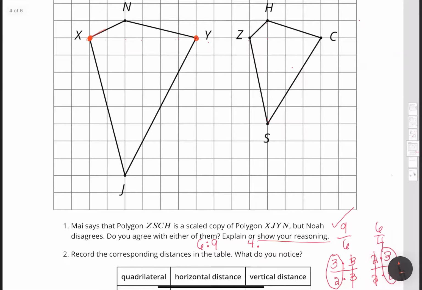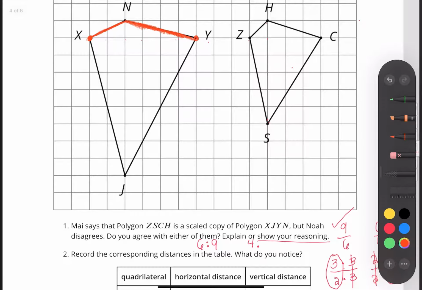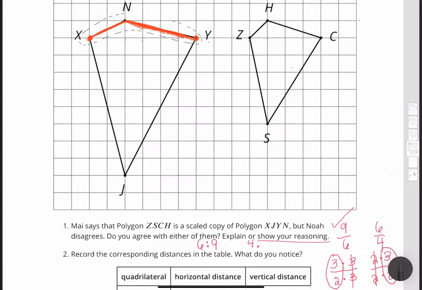So I'm going to take angle X and Y, and I'm trying to trace over it the best way I can and darken it up so you can see. So I've traced the angle. Now I want to determine if it's going to be equivalent to the angle in the scale copy. And here we go.